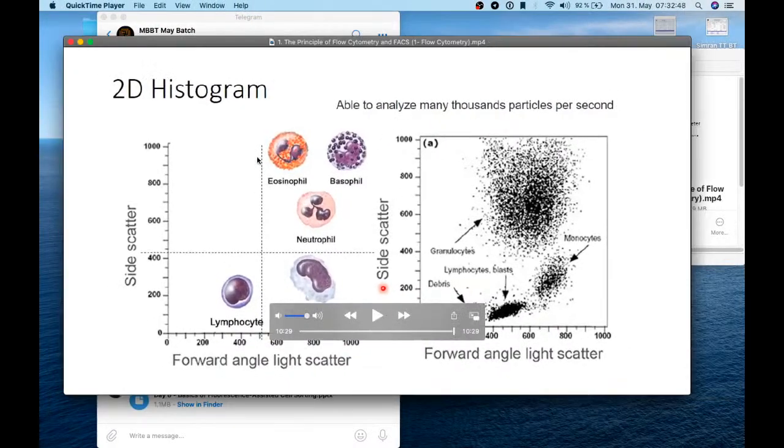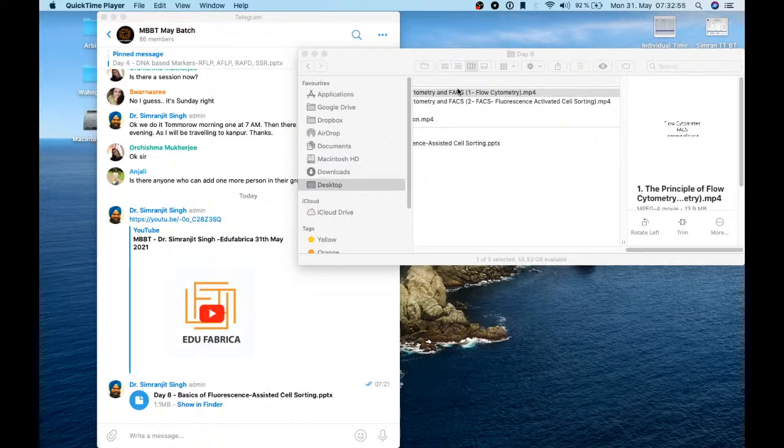So this was the 2D histogram. That is how it is done according to the complexity of the cells, according to various sizes. Now let's check another one.